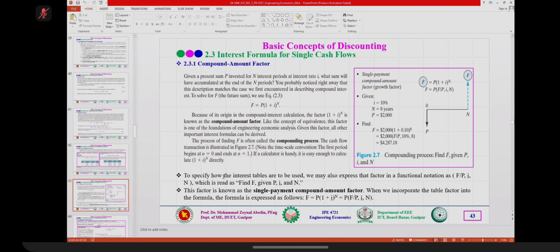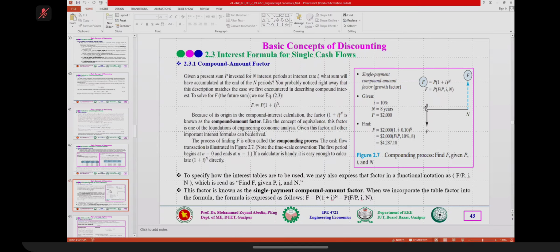To specify how the interest tables are to be used, we may also express it differently, but let's talk about that later on. The single payment compound amount factor is sometimes known as the growth factor. So what do you know? Capital F equal to P into (1 plus i) to the power n means what?